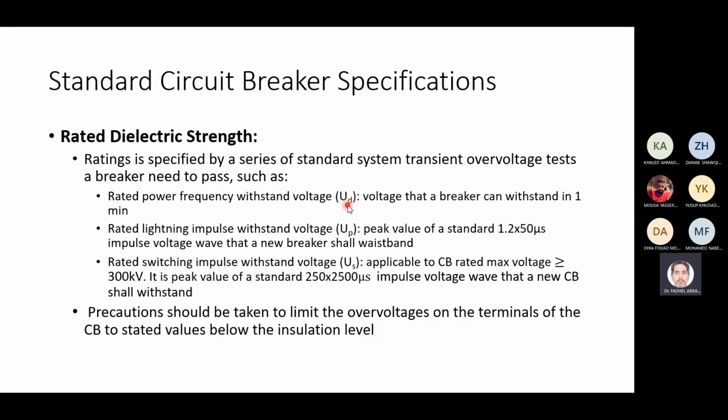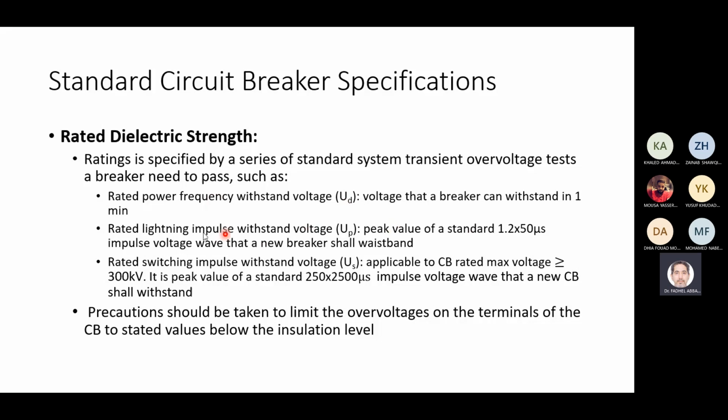This is not the operating voltage. This is the maximum voltage that the circuit breaker, for example, handles within 1 minute, the highest voltage at the power frequency, at 50 hertz, for example. During overvoltage, during switching, sometimes the voltage will go high, but this is the rating for 1 minute. It is the highest voltage it can handle within 1 minute only.